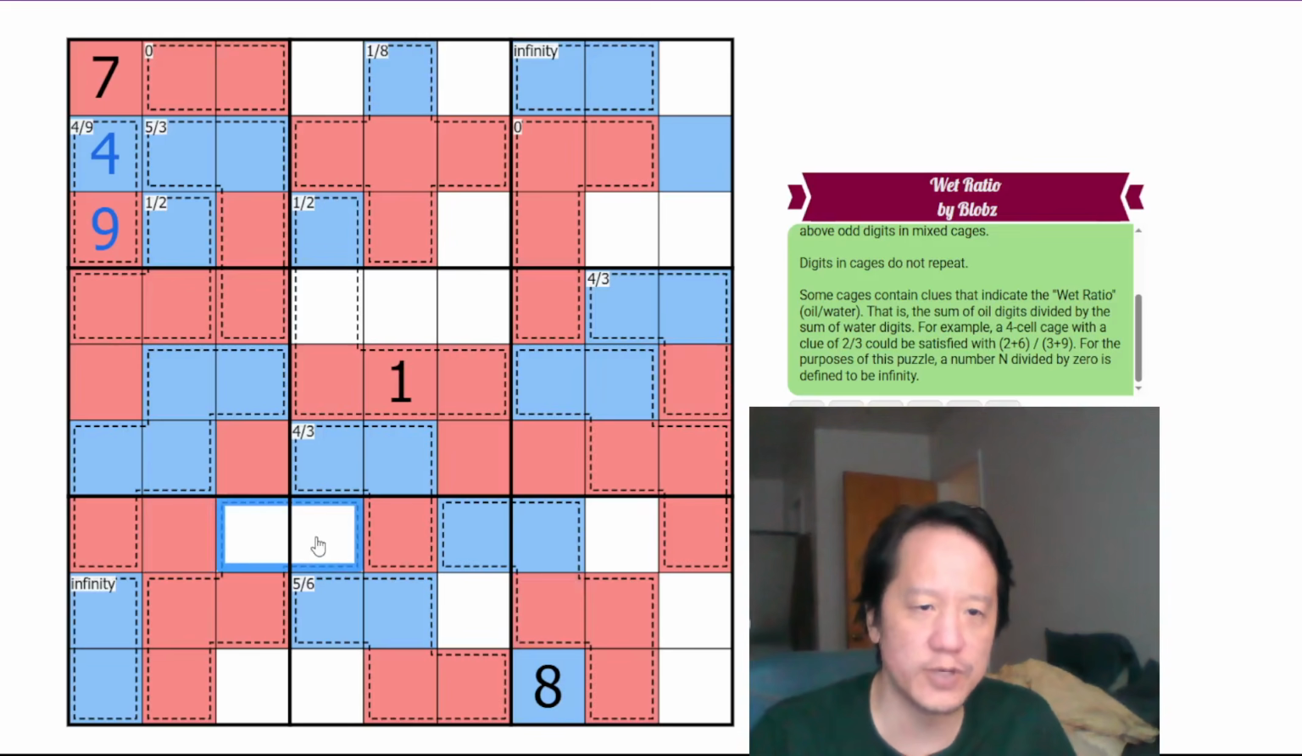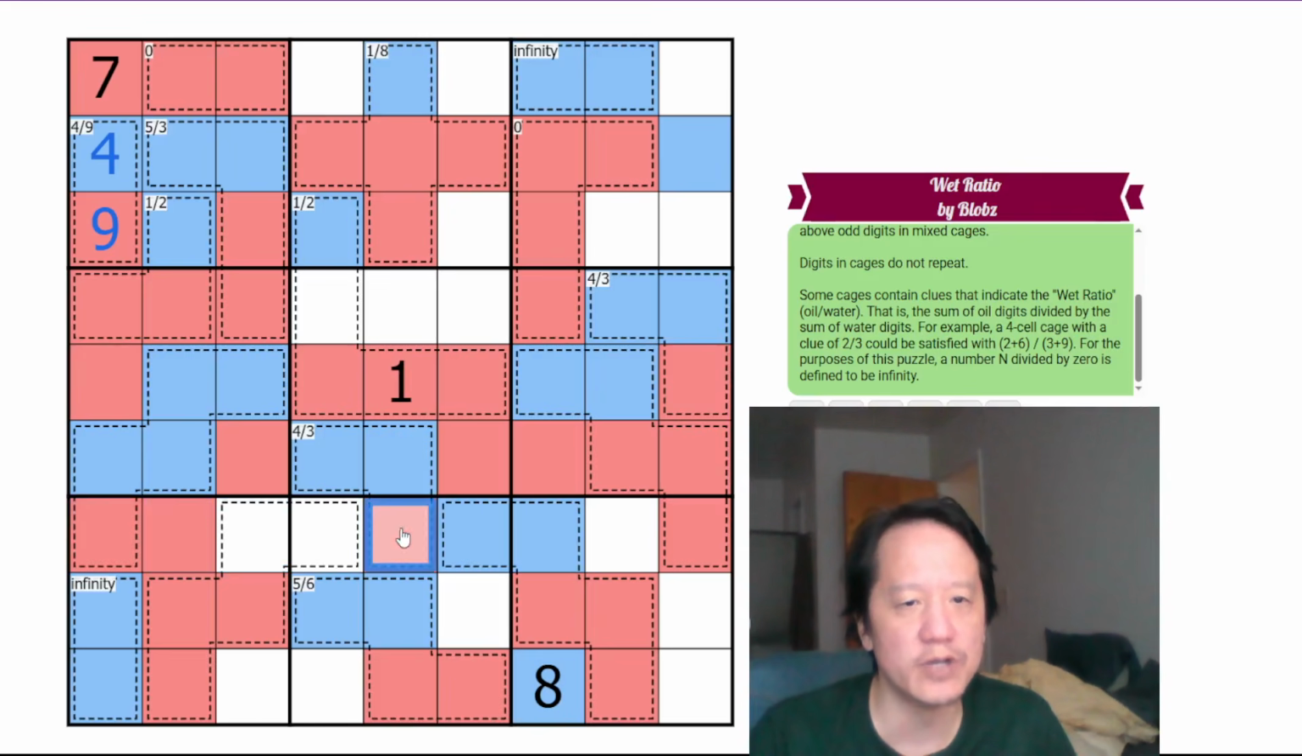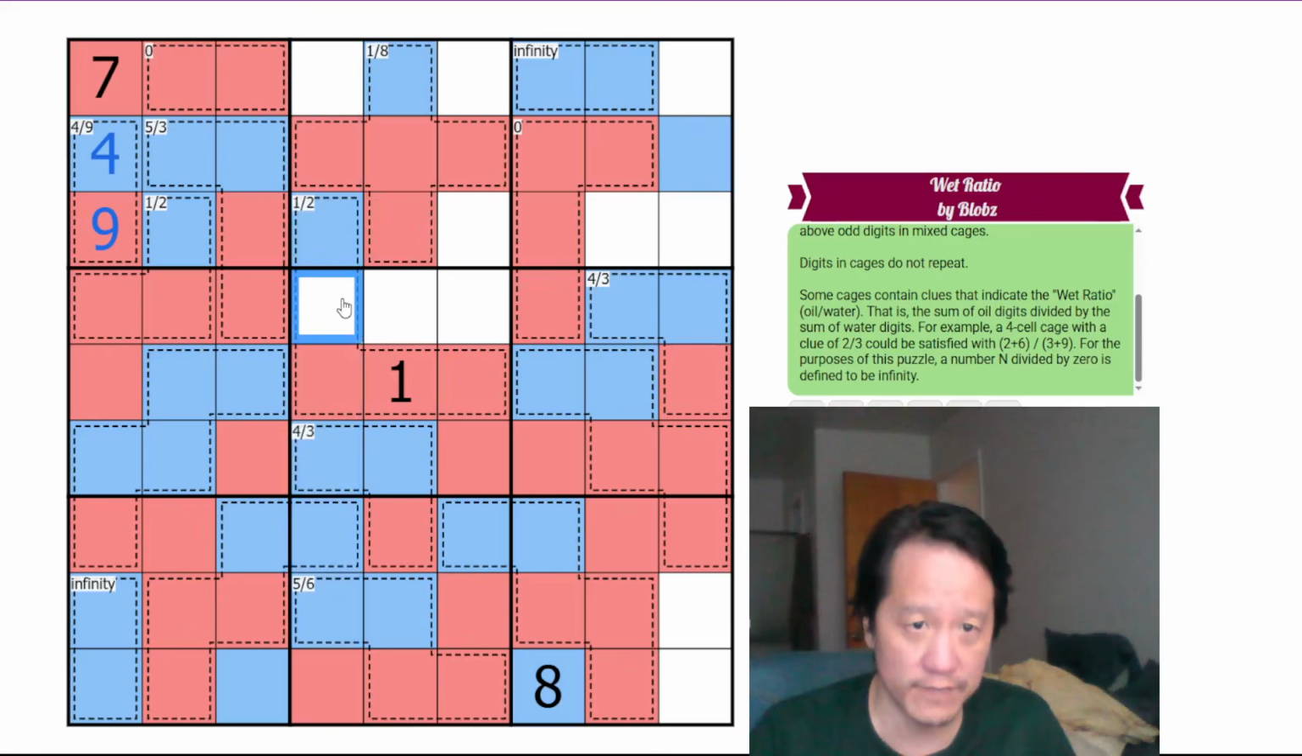Therefore, if we had 2 odds here, the problem is we would have 6 odds in the row, which is not allowed. So this is even, which makes this odd because we have 4 evens in row 7. In column 3, we have 5 odds, so this must be even. In this lower central box, we have 4 evens, so the rest cannot be even. It's odd. We have 4 evens in column 4. That leaves the rest as odd.